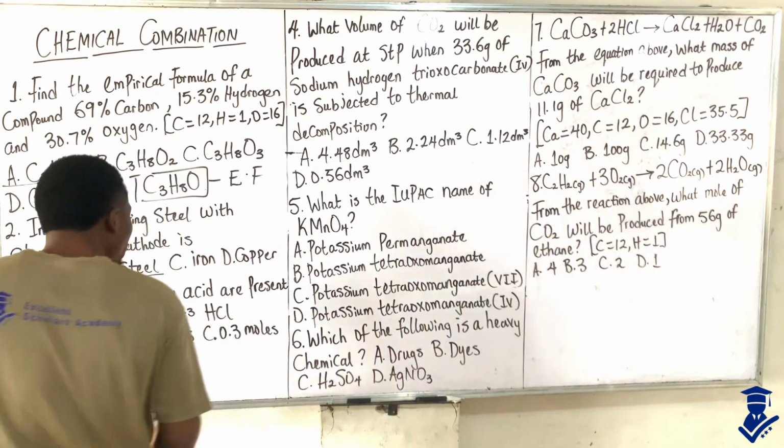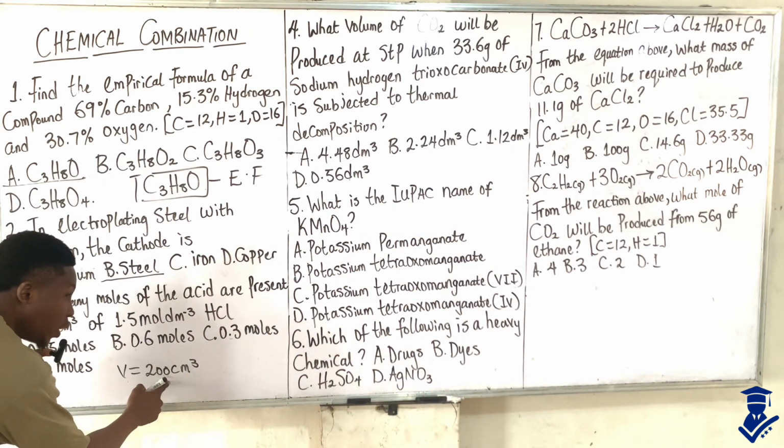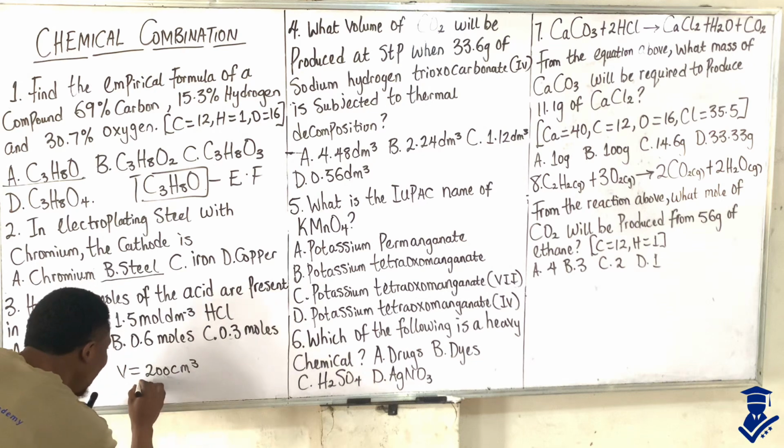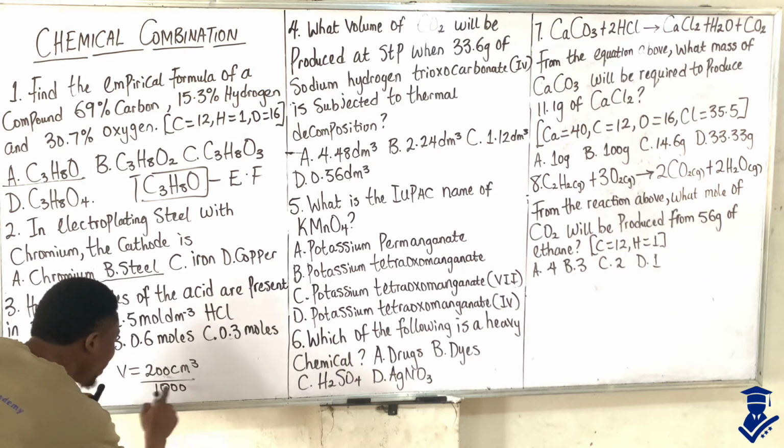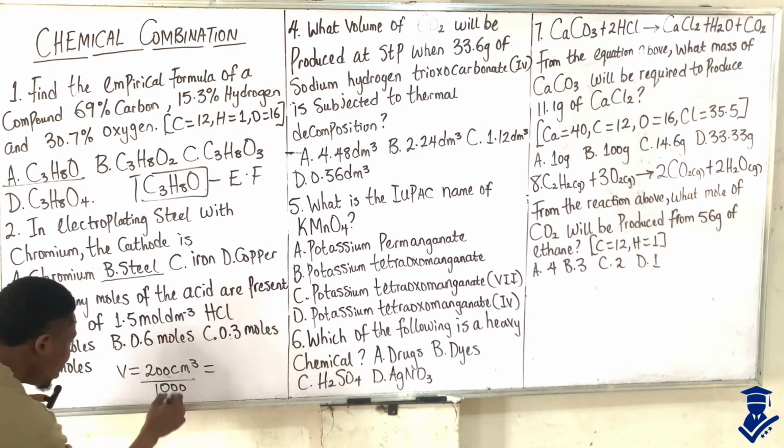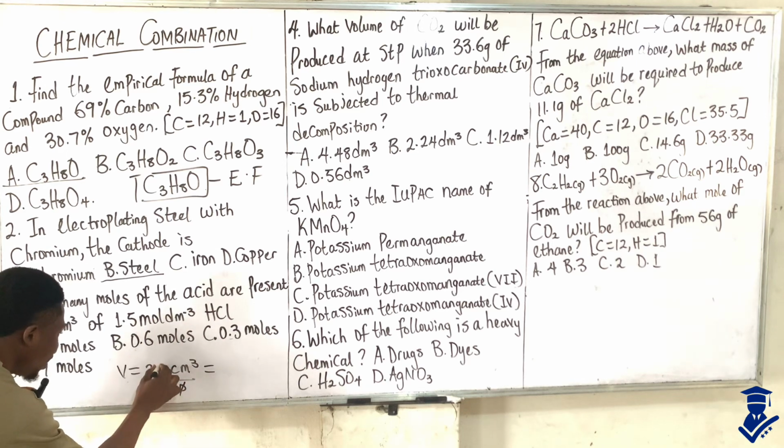Now how do we do that? We are going to divide this by 1000. When we divide by 1000, the zeros cancel out.